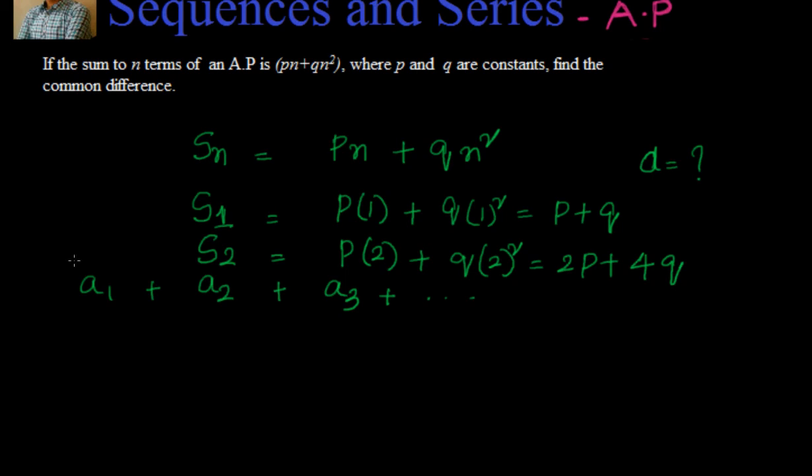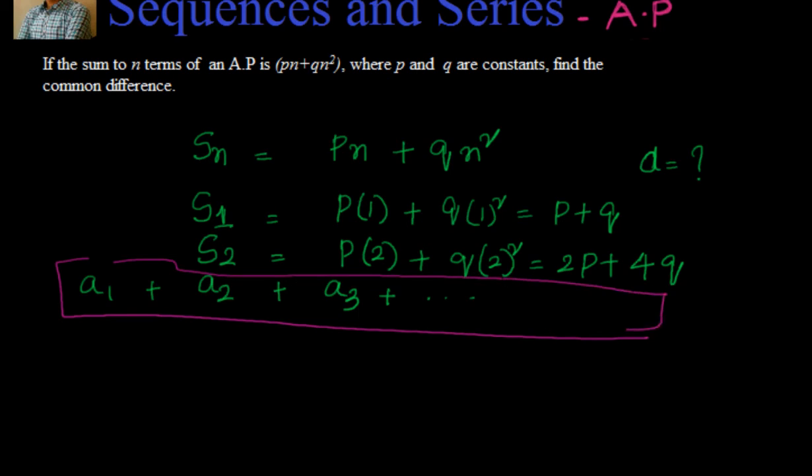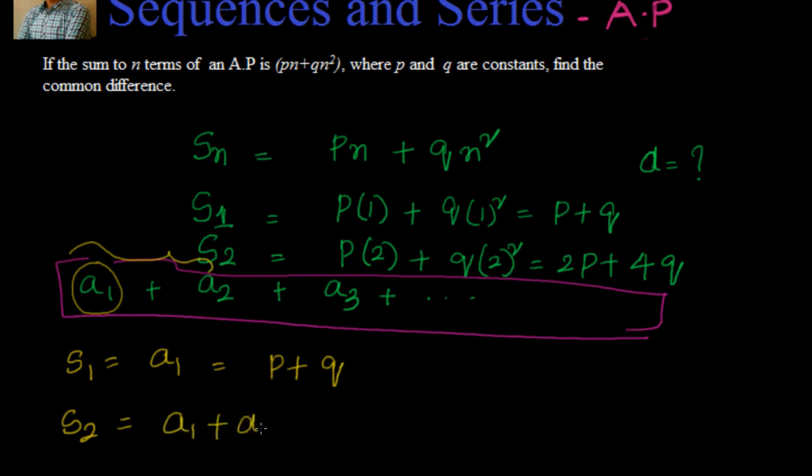Now let us do one thing. We know that this is our series. What we will do? We'll write down in terms of S1, which is nothing but the sum of one term only, that is A1 equal to P plus Q. Now next one, S of 2. S of 2 means what? The first two terms I should add. So that is equal to A1 plus A2. That gives me 2P plus 4Q equal to A1 plus A2.